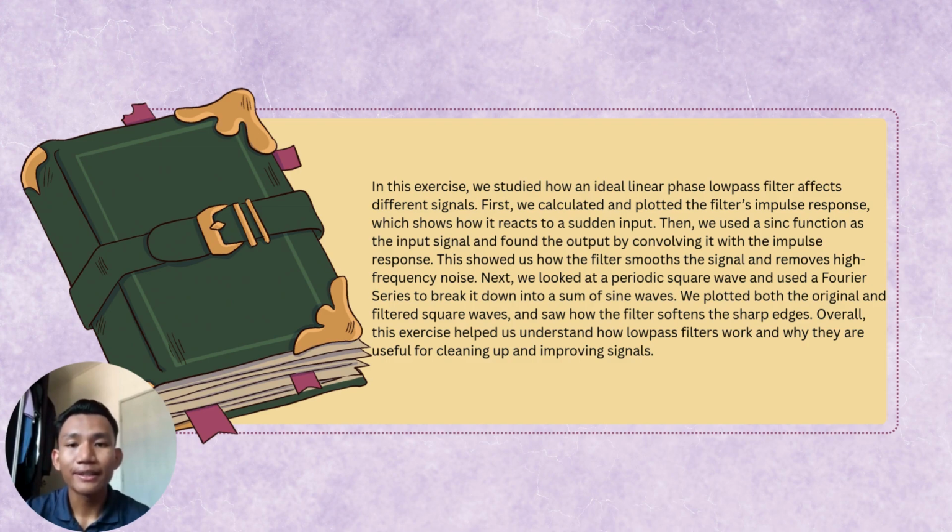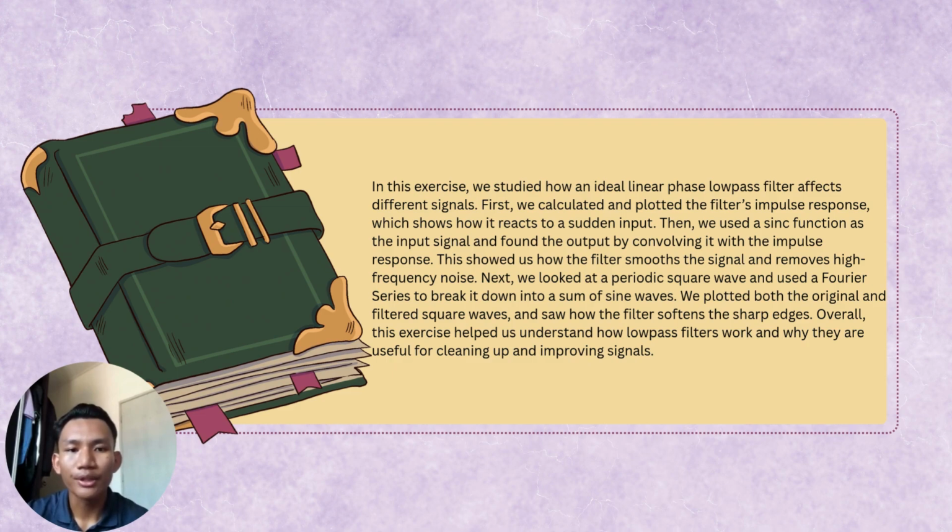In this exercise, we studied how an ideal low-pass filter affects different signals. First, we calculated and plotted the filter impulse response, which shows how it reacts to a sudden input. Then, we used a sinc function as the input signal and found the output by convolving it with the impulse response. This shows us how the filter smooths the signal and removes high-frequency noise.